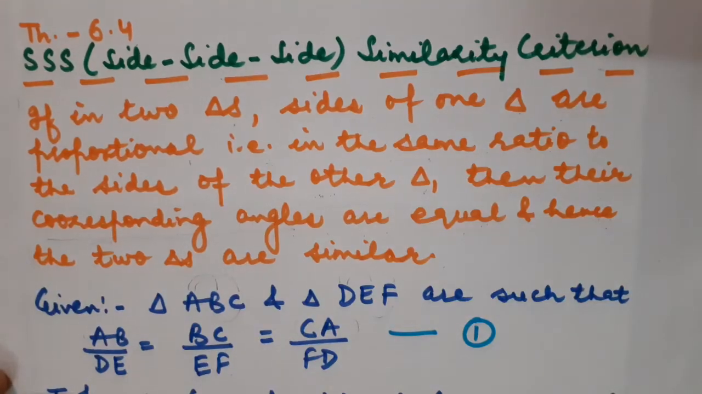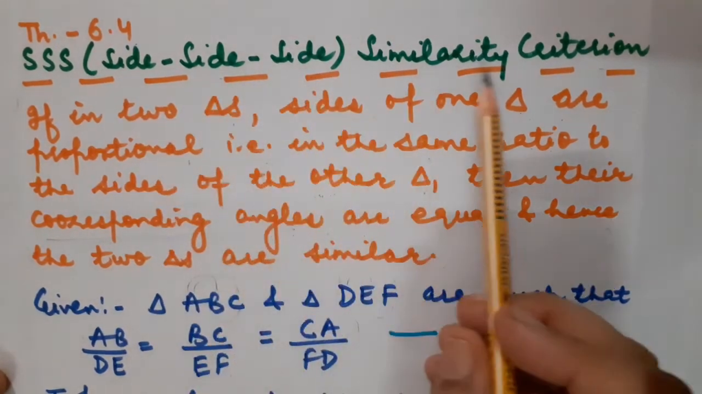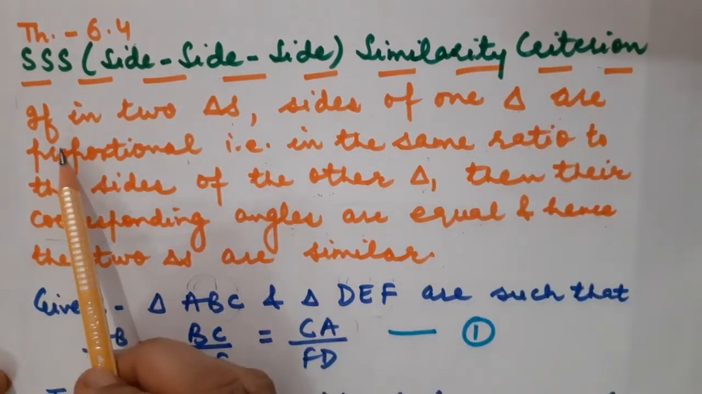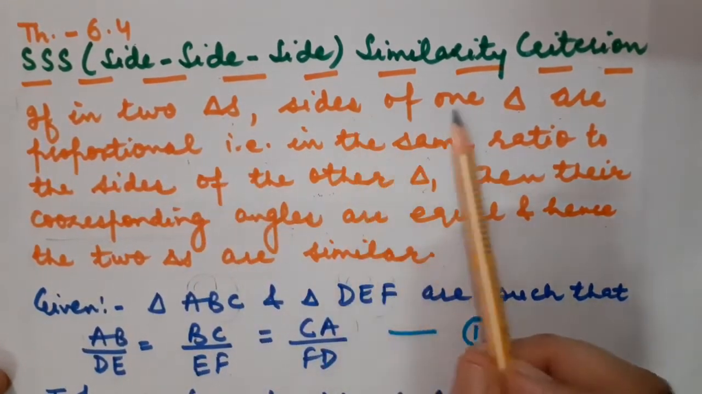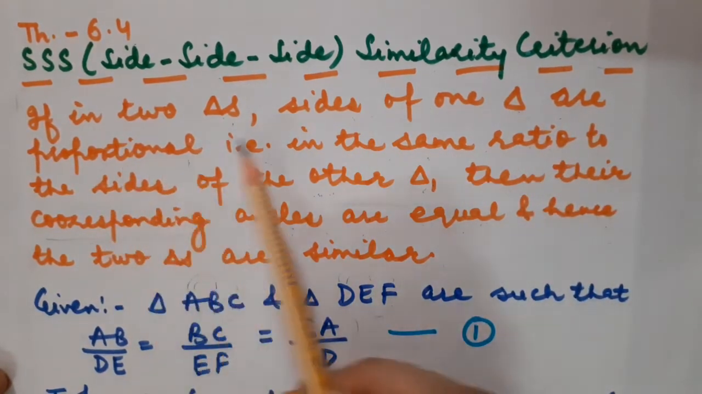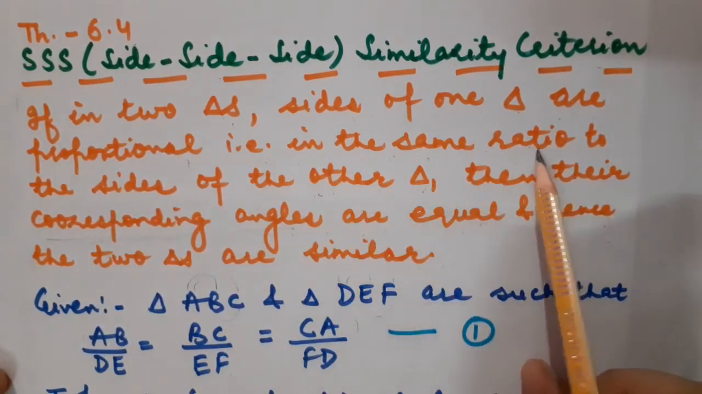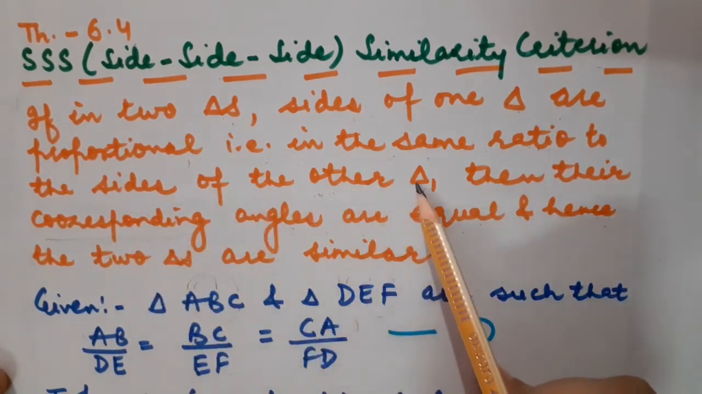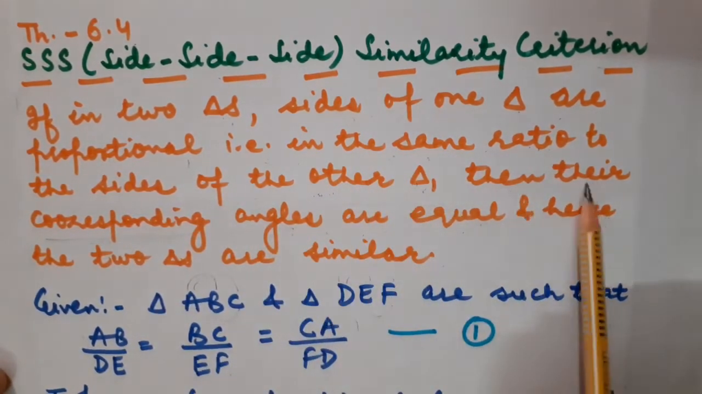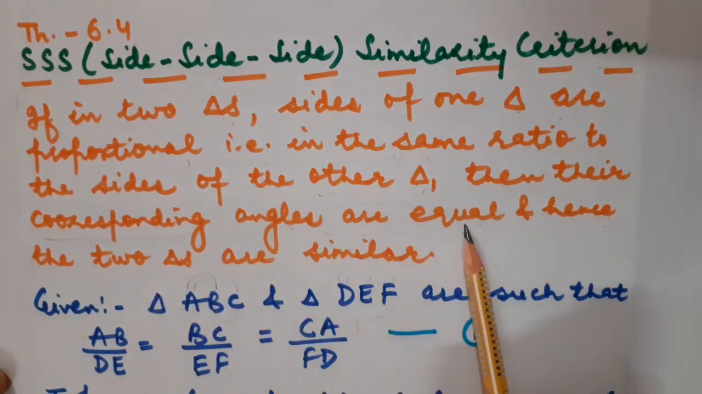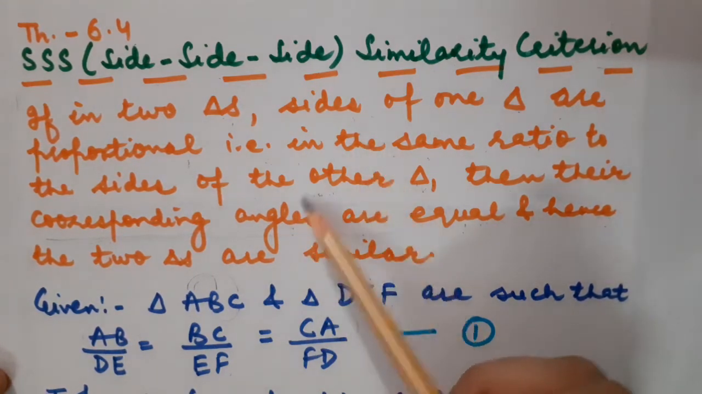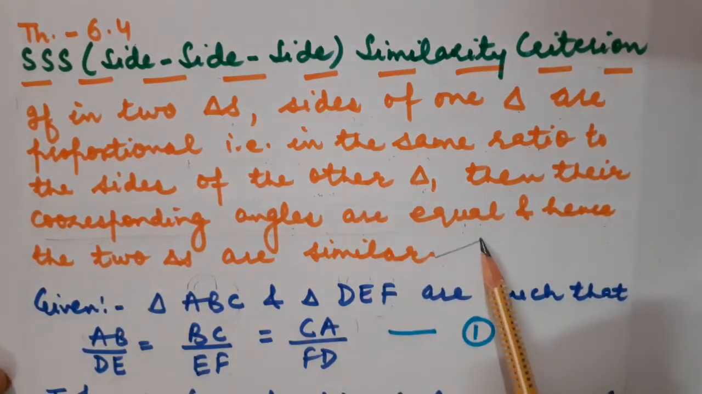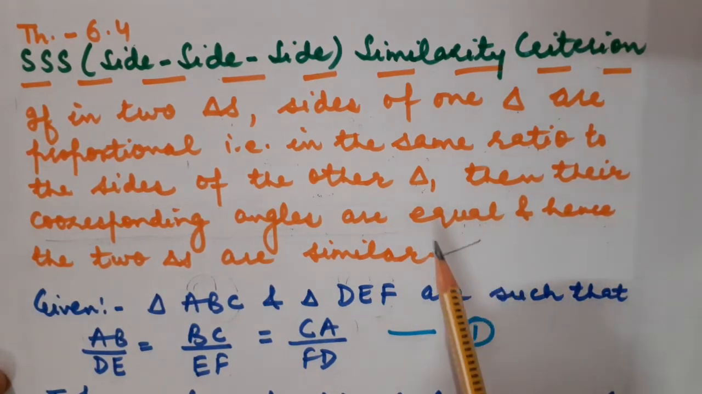Now our next criteria is the side similarity criteria. So let us recall its statement once. If in two triangles, sides of one triangle are proportional or in the same ratio to the sides of the other triangle, then what we have to prove? We have to prove that corresponding angles are equal. Now if we prove that corresponding angles are equal, then both the conditions will be satisfied and ultimately the triangles will become similar. Clear? So this statement we are going to use to solve the questions.